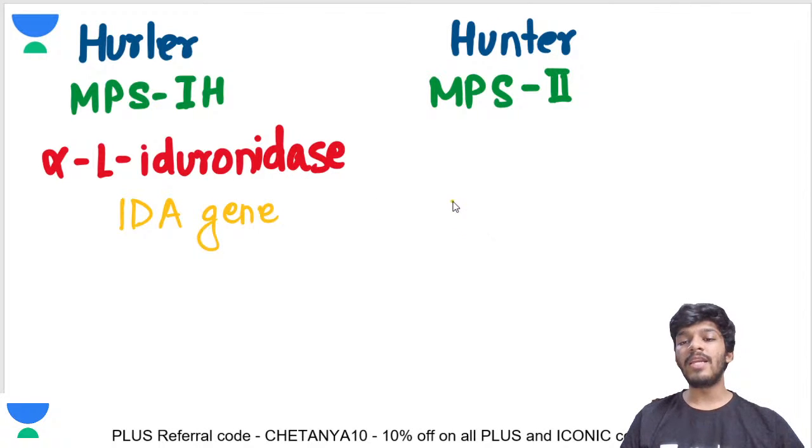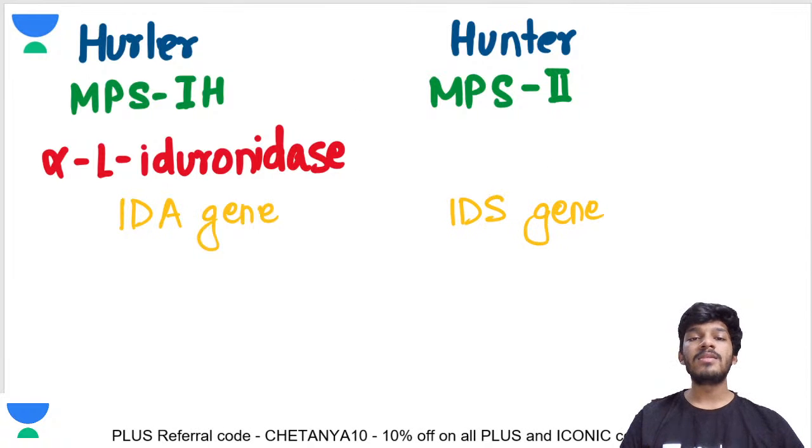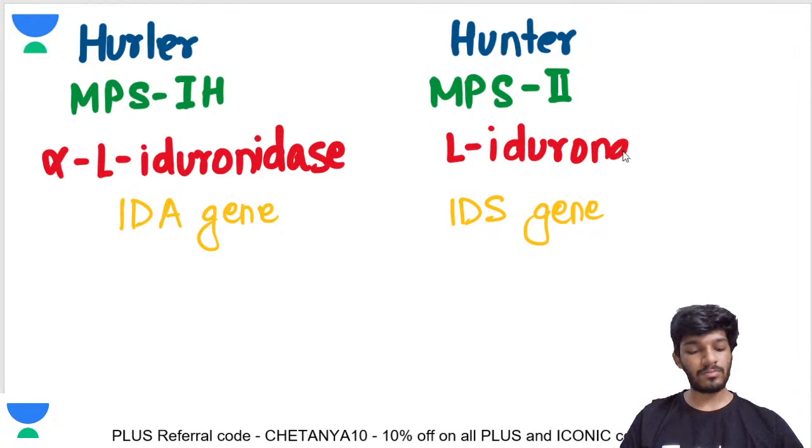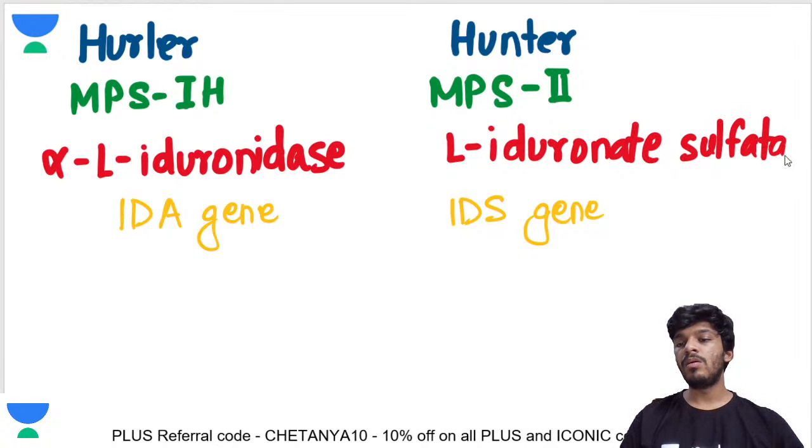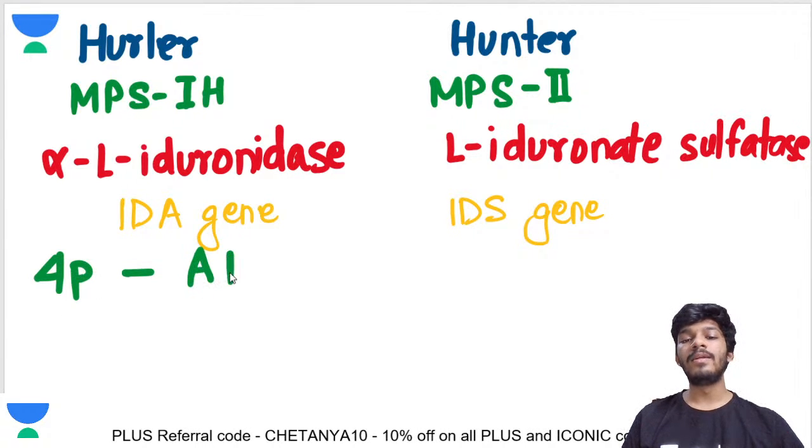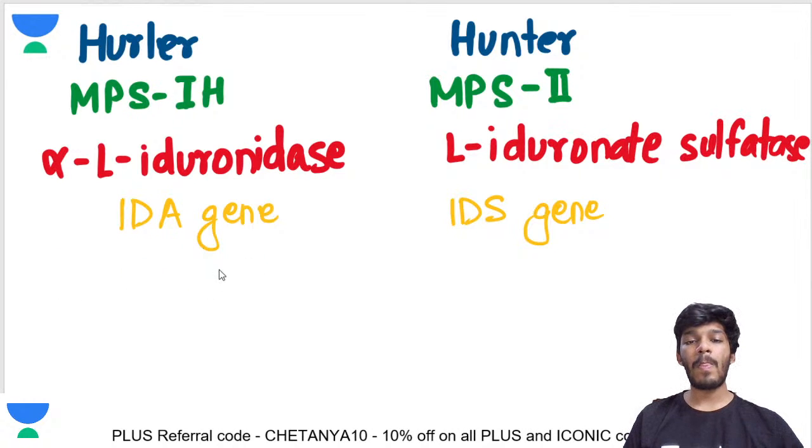Here, what is the name of the gene? The gene is IDS, and S stands for sulfatase. So the enzyme defect is L-iduronate sulfatase. That's the defect. Now what else do you know about the genes? This gene is present on chromosome 4p, so it is an autosomal recessive disorder. And for this one, sorry, I'll write it in a different color.